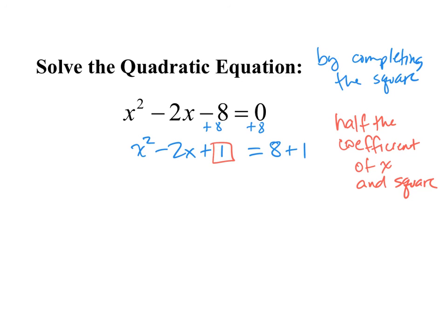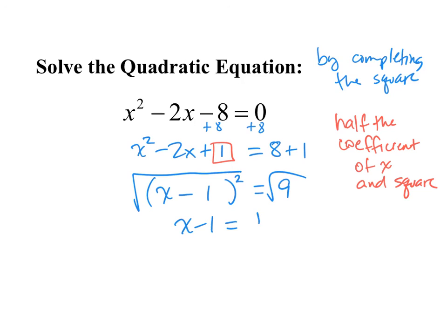So now what I've done is I've created a trinomial that's a perfect square. So I'm going to factor that. That will factor to x minus 1 quantity squared. And now I can find my solution by simply taking the square root of both sides. All right, so when we do that, we get x minus 1 is equal to plus or minus the square root of 9, which is 3.